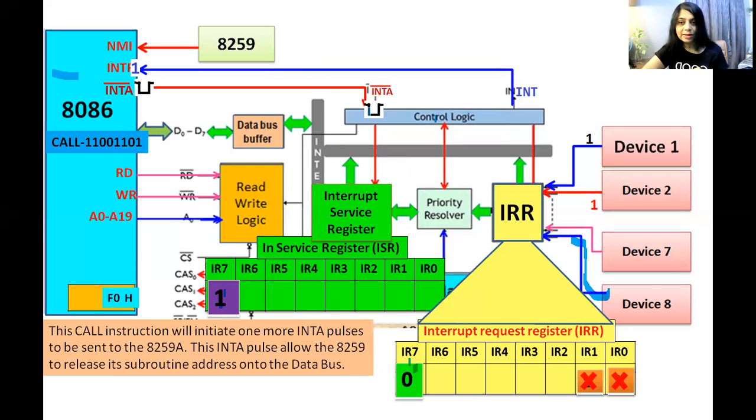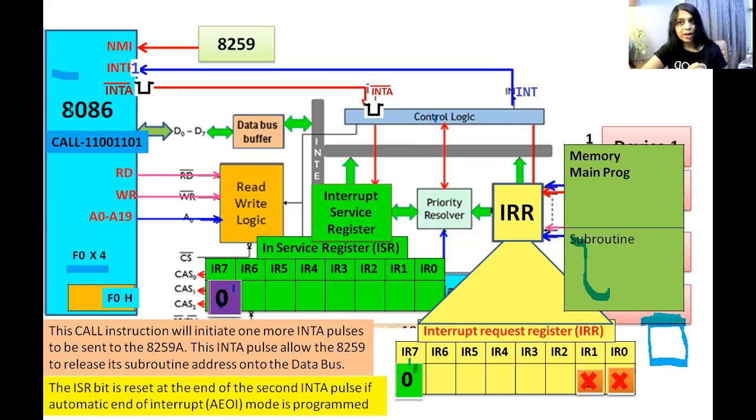What does the microprocessor do? The microprocessor will multiply this code by 4 and store these contents into the code segment register and instruction pointer, which will give the 8086 the address of the interrupt subroutine. That means wherever this device 8 program is stored, the address of that will be generated by multiplying this code by 4 and it will get stored in the code segment register and instruction pointer. At the same time, when it receives this negative pulse, it will reset this IR7 pin.